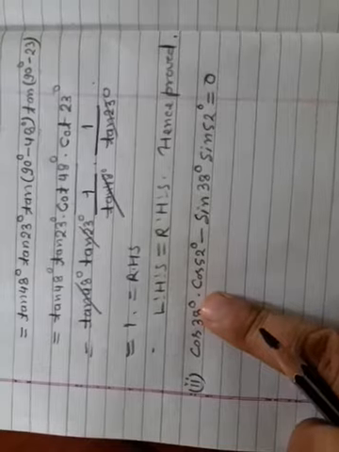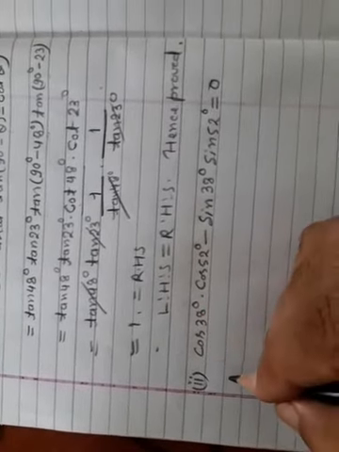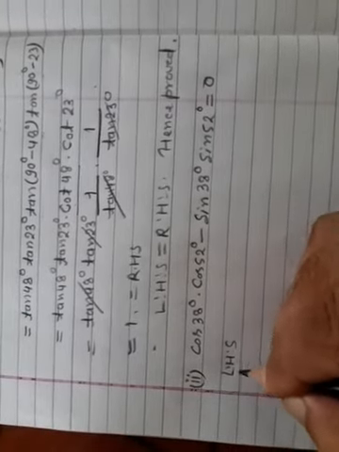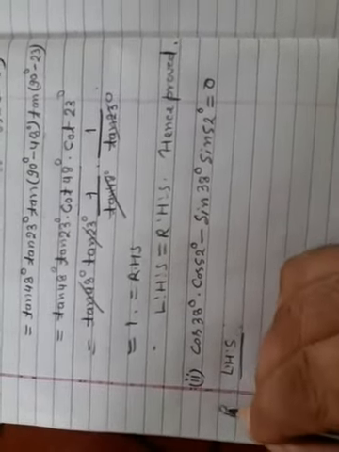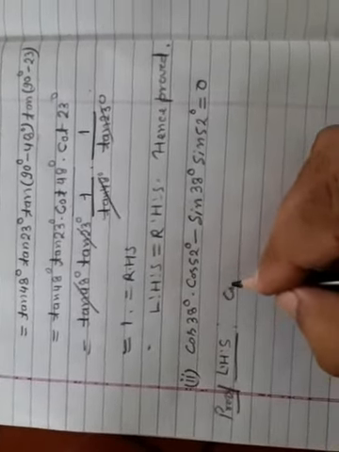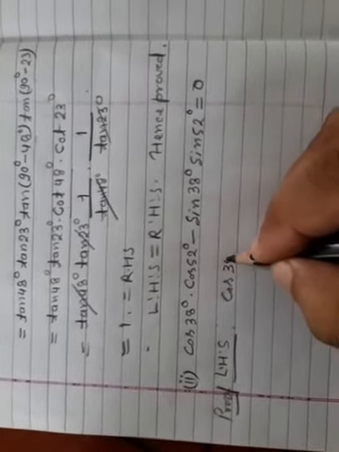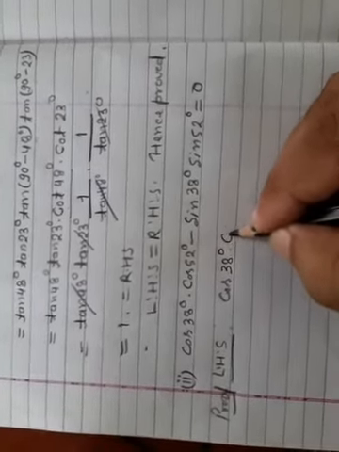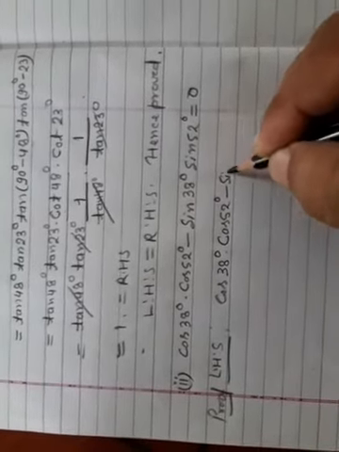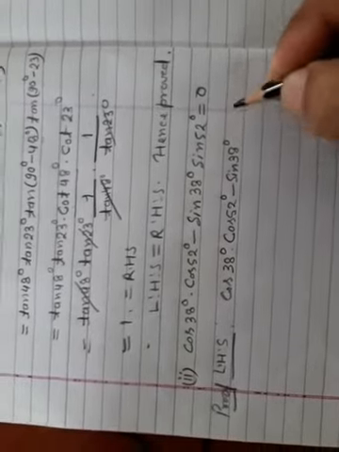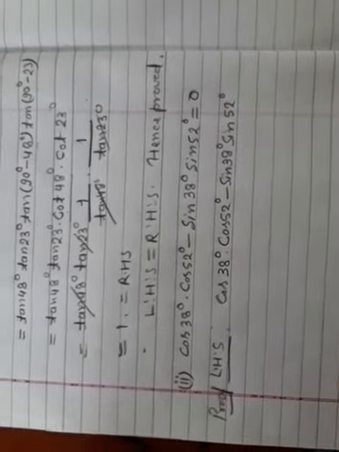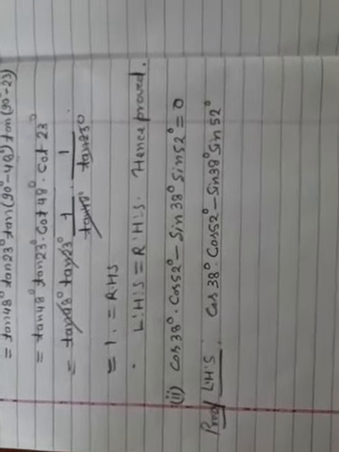This one is a change into, clear? Take the left hand side, proof here. Left hand side: cos 38 degree cos 52 degree minus sin 38 degree sin 52 degree. Clear? This can write, okay.